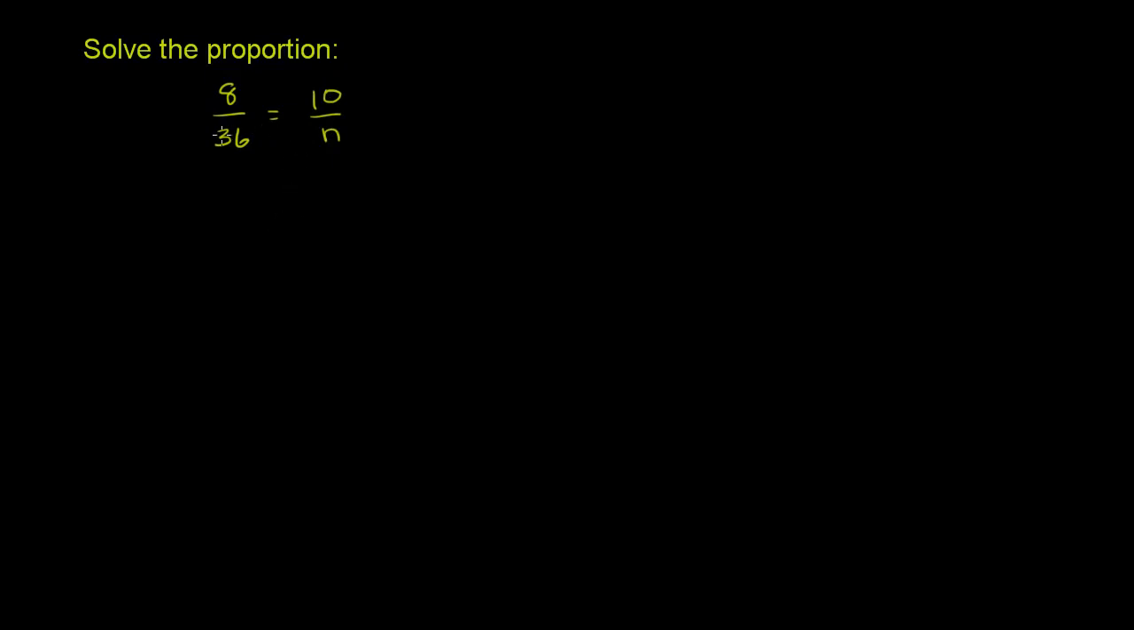So one way to think about it is that these two need to be equivalent ratios, or really equivalent fractions. So whatever happened to the numerator also has to happen to the denominator. So what do we have to multiply 8 by to get 10? Well, you could multiply 8 times 10 over 8, which will definitely give you 10. So we're multiplying by 10 over 8. Or another way to write 10 over 8 is 5 over 4. So we're multiplying by 5 over 4 to get from 8 to 10.